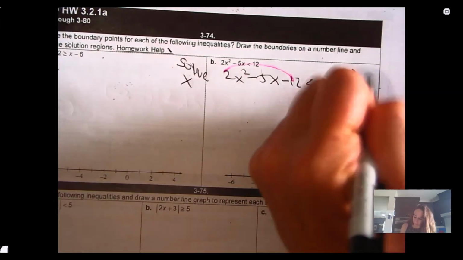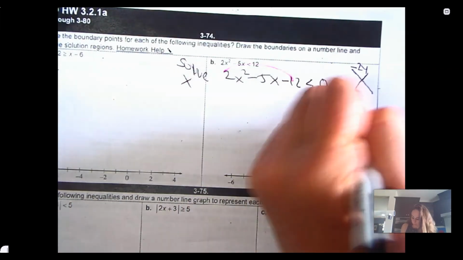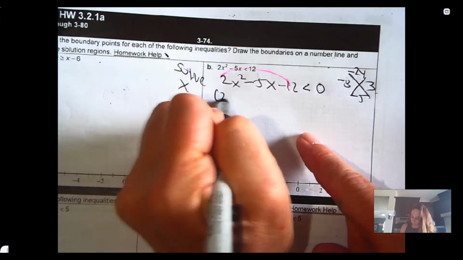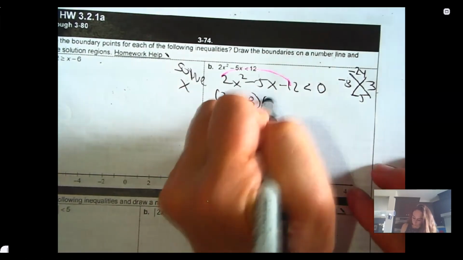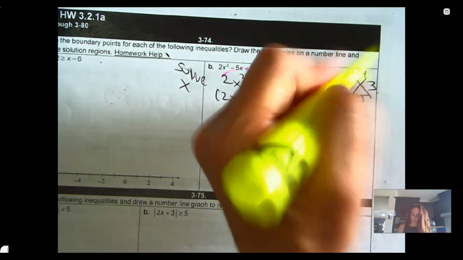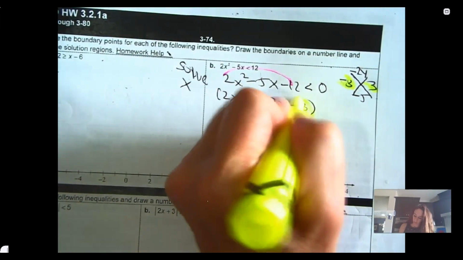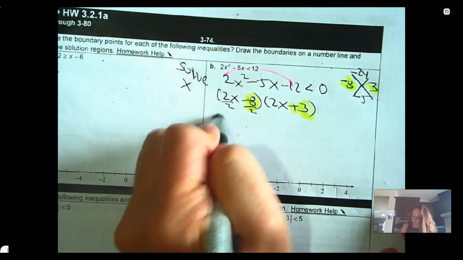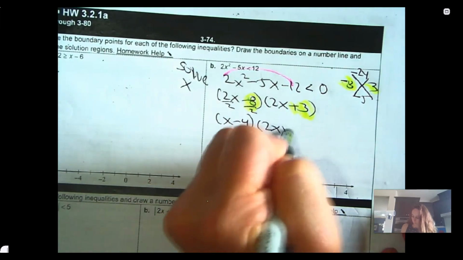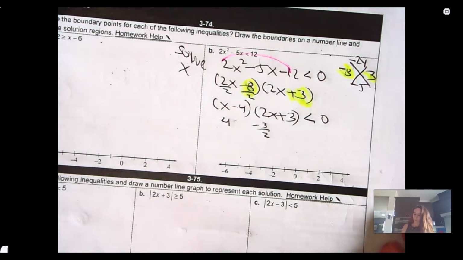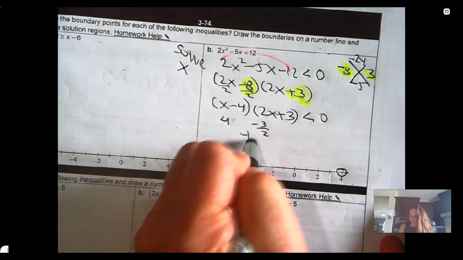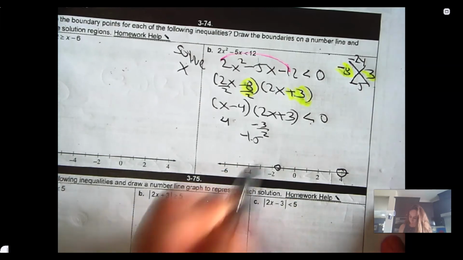Two numbers that multiply to get -24 and add to get -5 are -8 and 3. Take that 2x minus 8, 2x plus 3. So let's remind you, the -8 and the 3, the -8 and the 3. And then I can divide by 2, but I can't divide anything there. So my 2 are 4 and -3/2. So since it's less than, open circle. -3/2 is -1.5, which is right there, open circle.